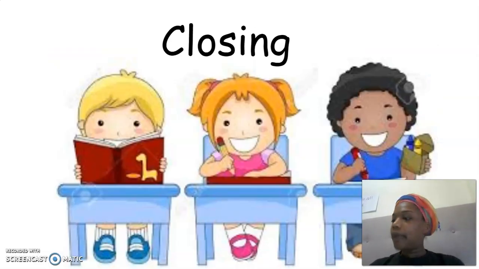All right, little happy writers. So today we talked about adding more to our narrative pieces and making sure that we're writing in sequence, right? First, next, then last. That's all you need to do today is make sure that you have those words on your paper. First, this happened. Next, this happened. Lastly, this happened. First, next, then, and last.